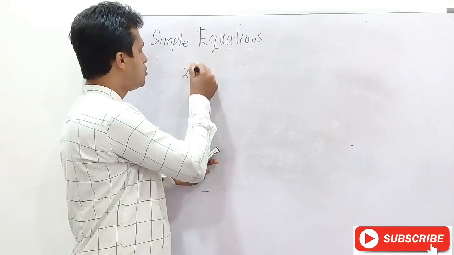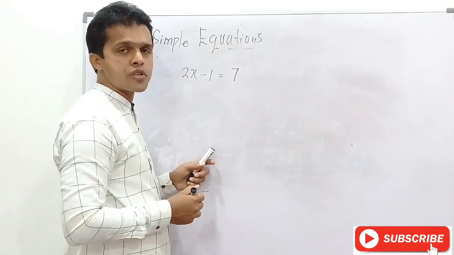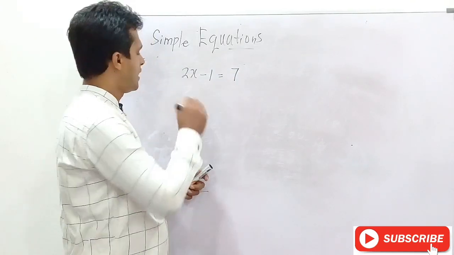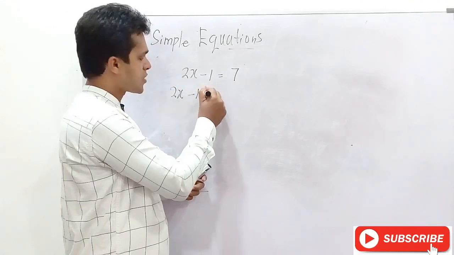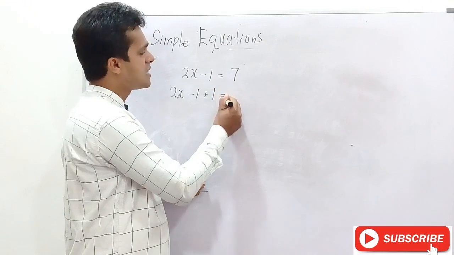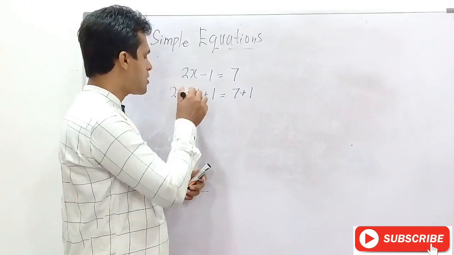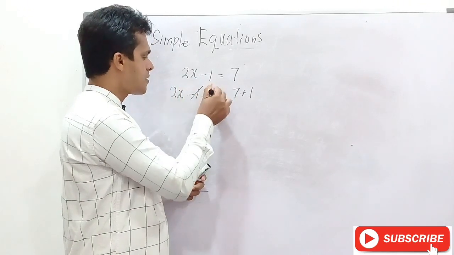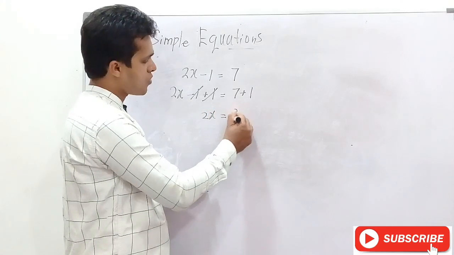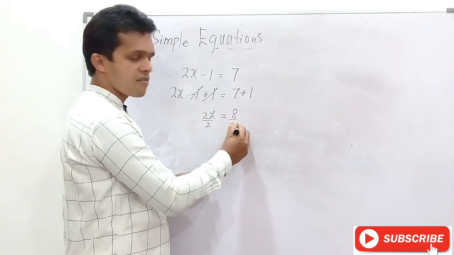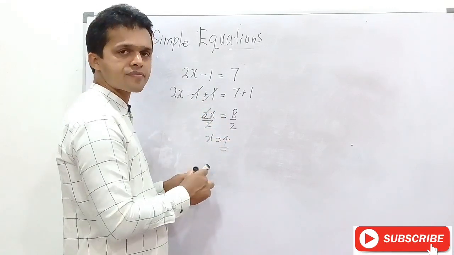This sum. 2x minus 1 equals 7. How can you solve this equation? 2x, here negative 1 or minus 1. So add plus 1 to both sides. Now simplify negative 1 and positive 1. So 2x equals 7 plus 1, 8. Both sides are divided by 2. x should be equal to 4.